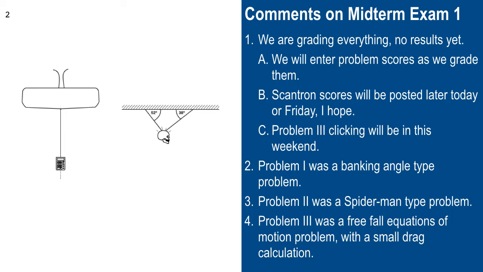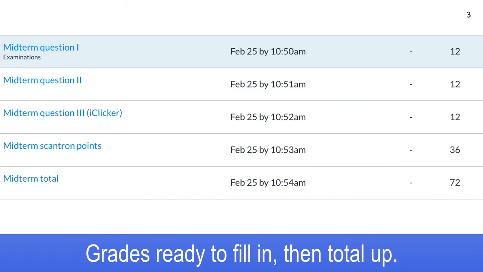Up at the top, I say that we will enter the problem scores as we grade them. What it's going to look like is this. We'll be using something called the Speedgrader to put in your score for midterm questions 1 and 2, and then I'll upload this one so everybody will get the iClicker grades at the same time.